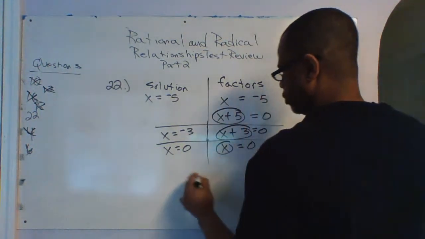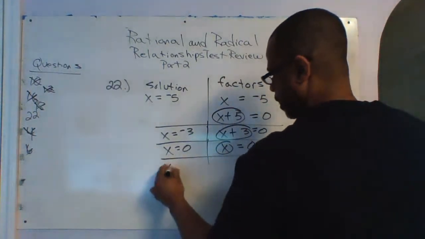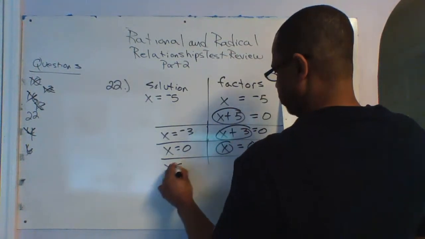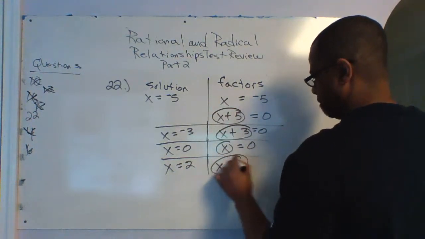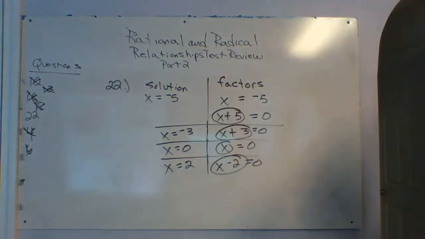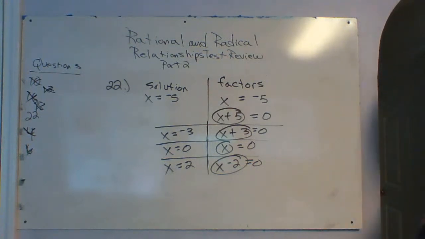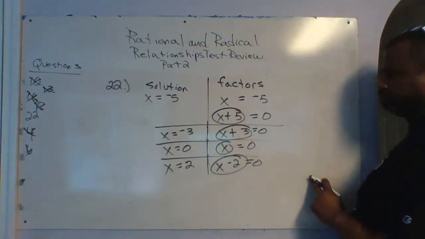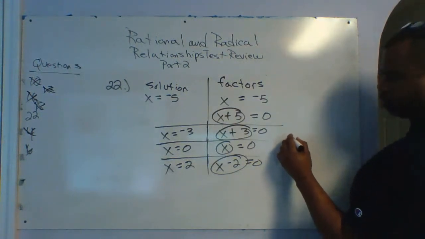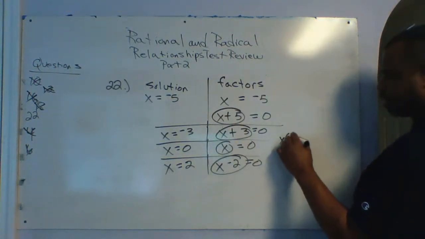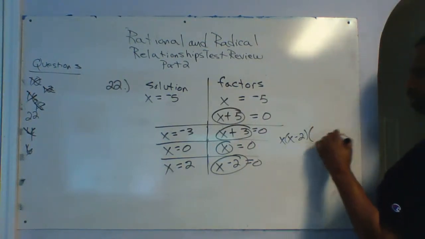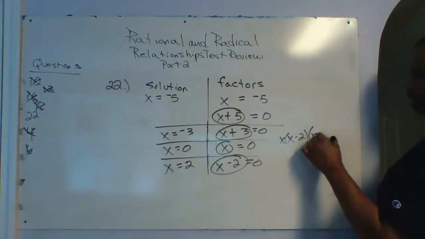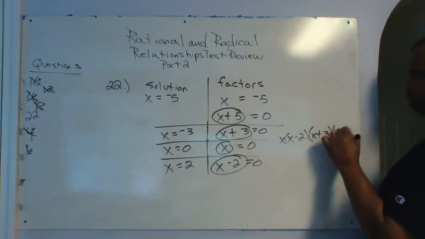All right. Then they told you that x was equal to what? Equal to 2. Therefore, your factor is x minus 2. So all you got to do is simply multiply them. You can multiply them in any combination you want. Actually, I'm going to do these first two, so you can do x times x minus 2. Then you take these last two and you can do x plus 3, x plus 5.